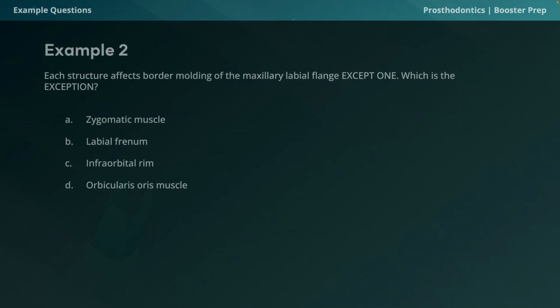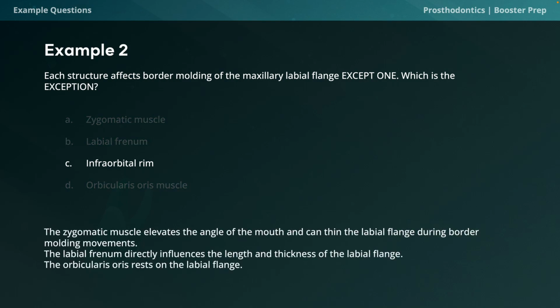Alright guys, moving on to question number 2. Each structure affects border molding of the maxillary labial flange except one. Which is the exception? Again, pause the video if you need, but the answer is C, infraorbital rim.